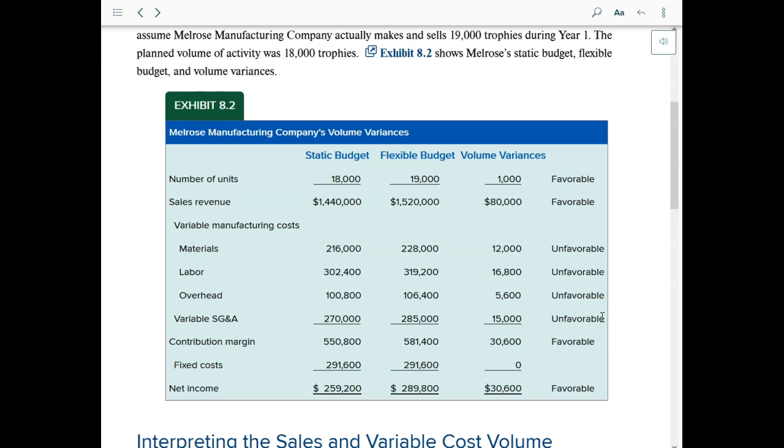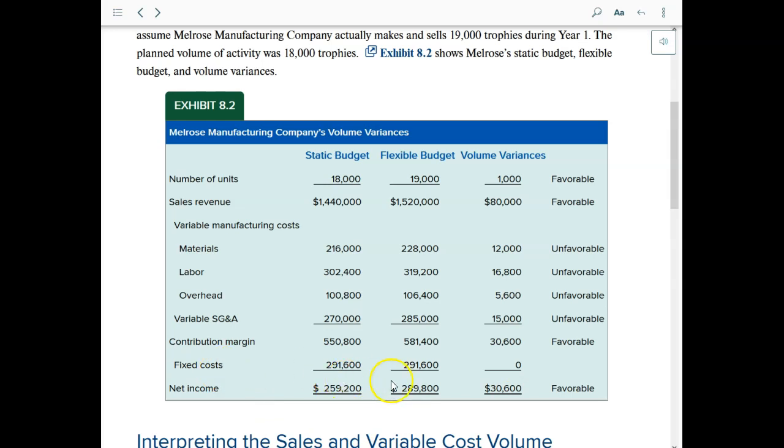This is okay because you actually produced and sold more units. So don't always think of a variance as bad or good. Think about what happened. We should have had more revenue than we'd planned. That's favorable. We probably have more cost than what was planned. That's unfavorable. Okay.